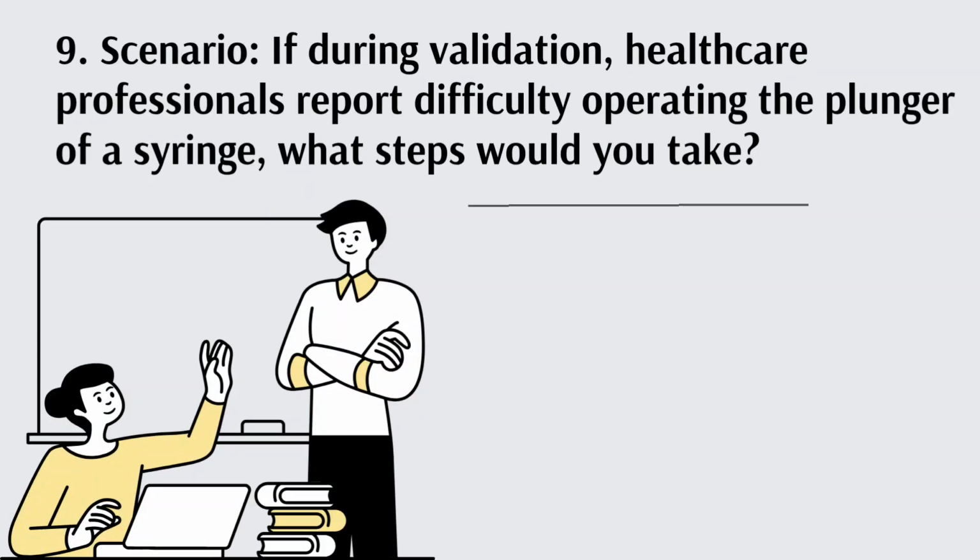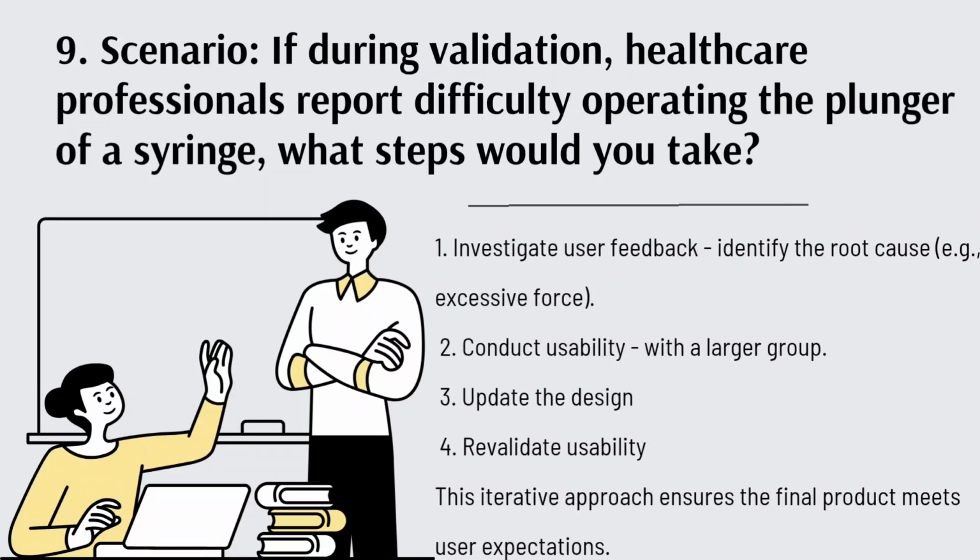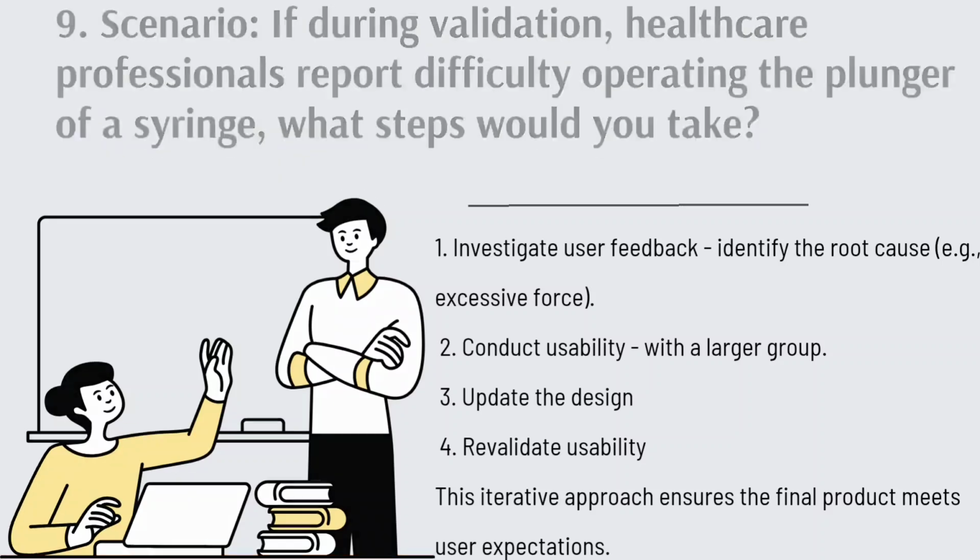9. Scenario: If during validation, healthcare professionals report difficulty operating the plunger of a syringe, what steps would you take? Ideal answer: 1. Investigate user feedback to identify the root cause, e.g. excessive force. 2. Conduct usability tests with a larger group. 3. Update the design to reduce plunger resistance. 4. Revalidate usability with the updated design. This iterative approach ensures the final product meets user expectations.